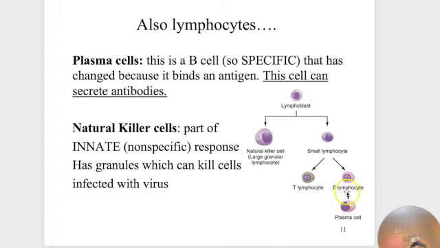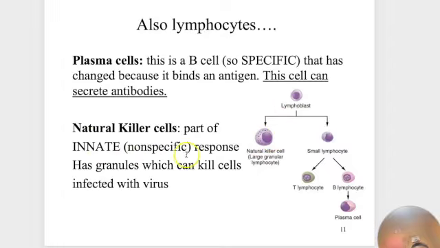Plasma cell, which is this at the end of the B cells. A plasma cell is a B cell that has changed because it's binding to antigen. This cell can now secrete antibodies. So when the B lymphocyte is still immature and has not seen any pathogens yet, it's called a B lymphocyte. Once it's exposed to a bad guy, okay, a bacteria or virus, it is now called a plasma cell, because it can now develop and secrete antibodies. Natural killer cells, this guy right here, all come from lymphoblasts.